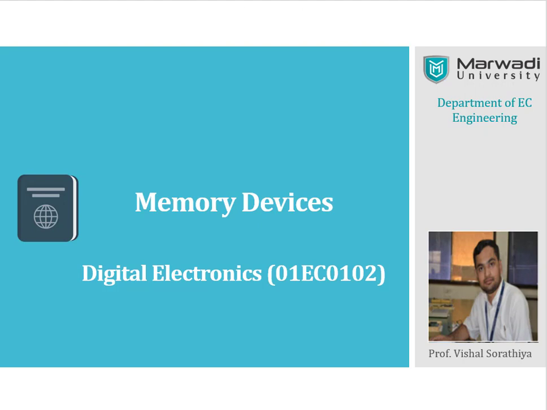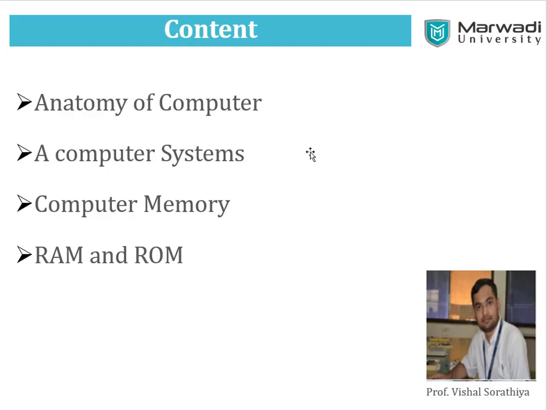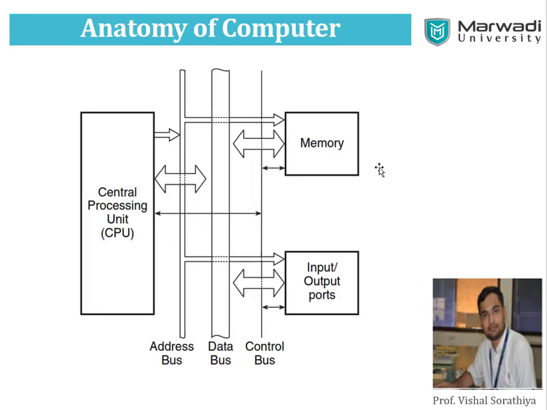So let's start with the first contents, what we are going to be discussing. First, we are going to discuss the anatomy of the computer, then the basic computer systems, then more specifically computer memory, and then RAM and ROM. After that, we will discuss how we can expand our memory and what the basic block diagram of that is.